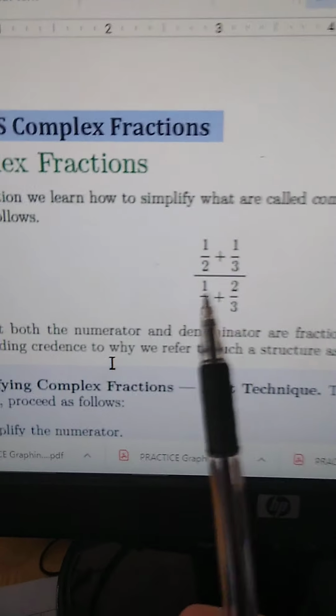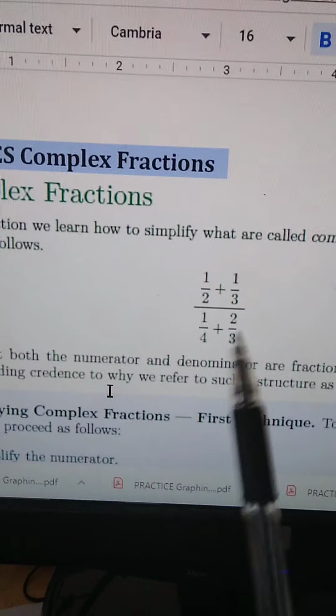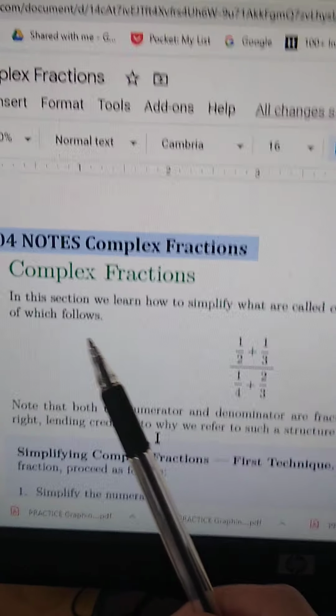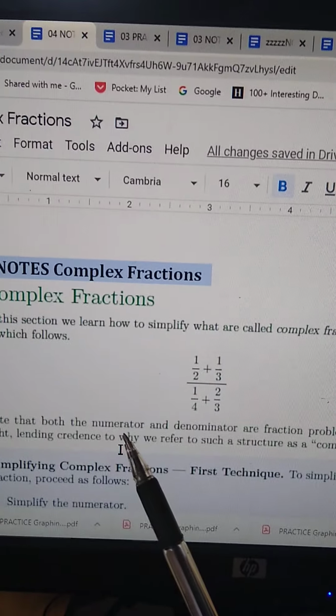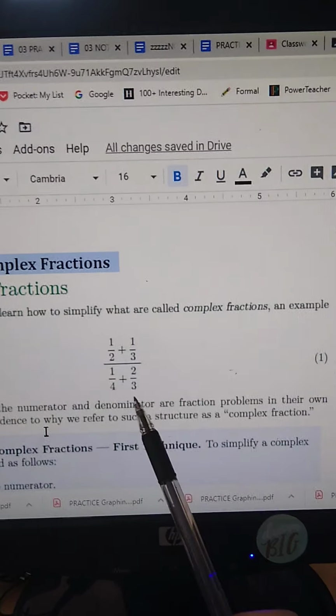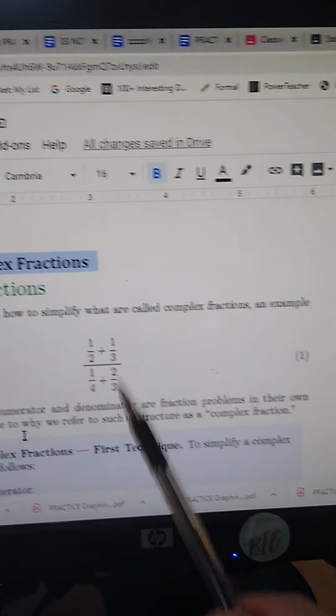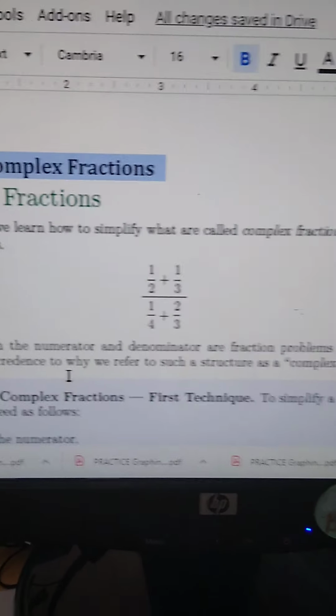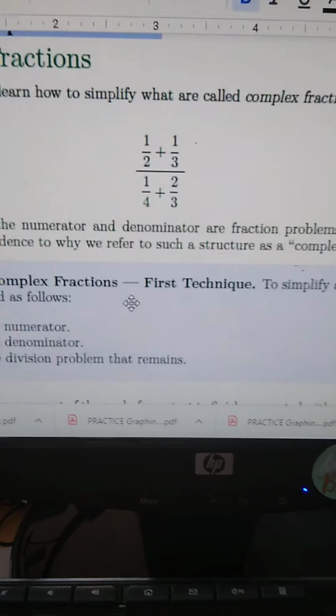This is a video for the first day of learning how to do complex fractions. We're going to start with just a basic example with just numbers, no algebra, just to lay the concept out for you. What makes them complex is that both the numerator and denominator have fractions in them. So there's fractions inside of fractions, basically. So how do we simplify something like this?